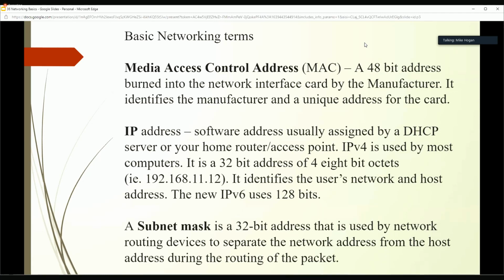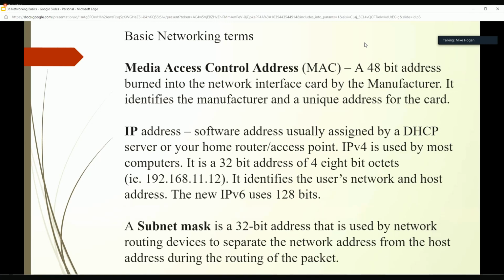So as we're talking about addressing, we've got different types of addressing. We've got that media access, that MAC address, and that's that hard-coded address that is assigned to a NIC, right? A network interface card. And then we also have what we're going to find out is a layer three address, that next layer up, an IP address.